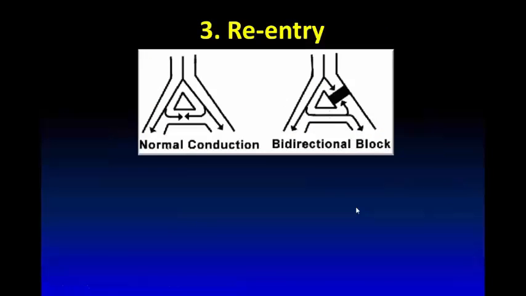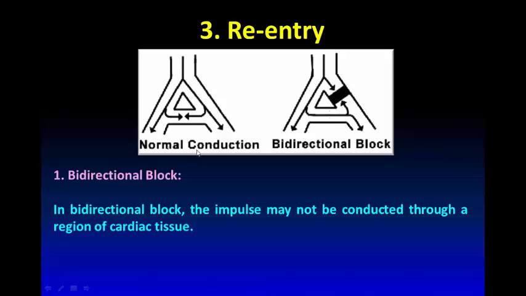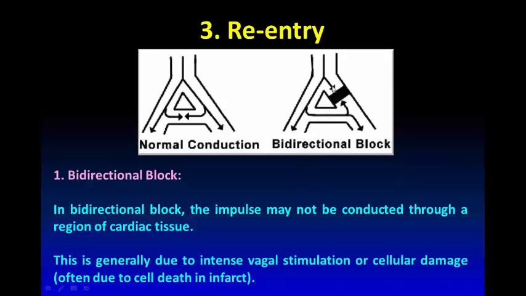Let's describe re-entry in further detail. In bidirectional block, the impulse may not be conducted through the region of cardiac tissue. So the impulse will not be conducted in the antegrade direction, and it will not be conducted in the retrograde direction either. So this is bidirectional block. This bidirectional block will not initiate a circus movement. A circus movement will be initiated if there is a unidirectional partial block. Bidirectional block is generally due to intense vagal stimulation, or it happens as a result of cellular damage, which is often due to cell death of the myocardial tissue, as in myocardial infarction.